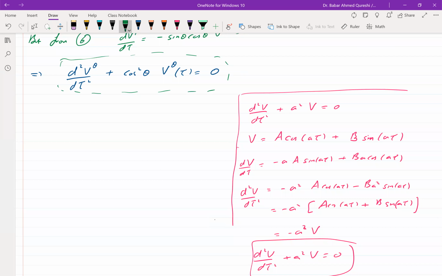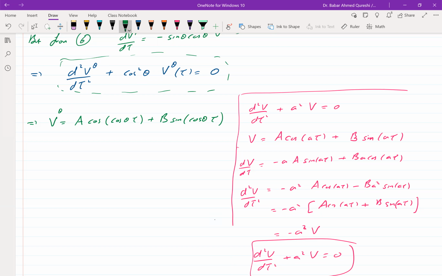So this would mean that V theta is A cosine of cosine theta tau plus B sine of cosine theta tau. Cosine theta is a constant as far as tau is concerned. It's just a coefficient over there.